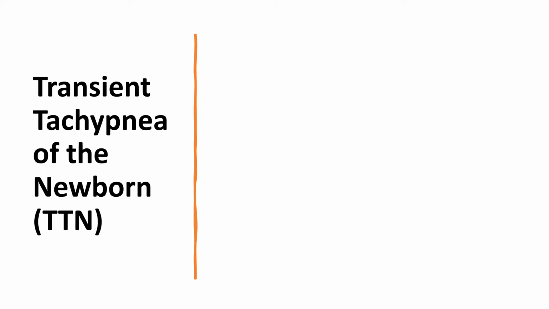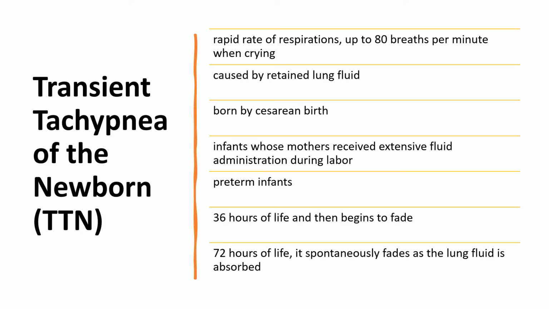And next would be transient tachypnea of the newborn, or TTN. So at birth, a newborn may have a rapid rate of respirations, up to 80 breaths per minute when crying, caused by retained lung fluid. So these newborns are often born by cesarean birth, in infants whose mother received extensive fluid administration during labor, and in preterm infants.